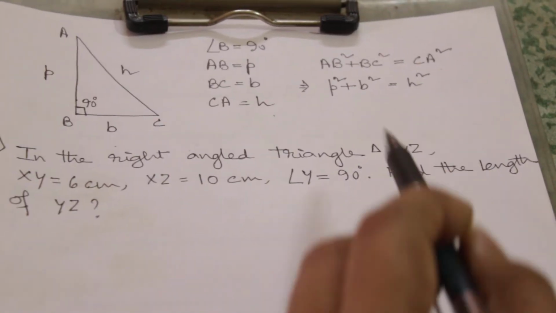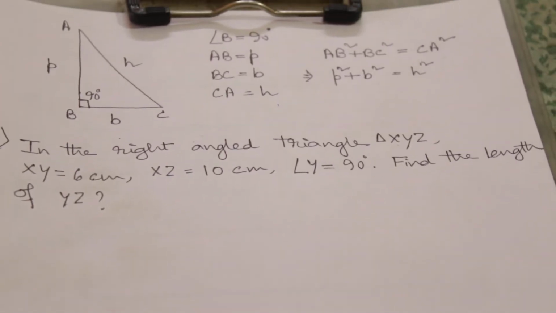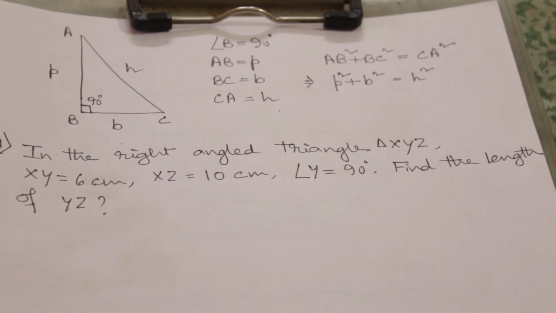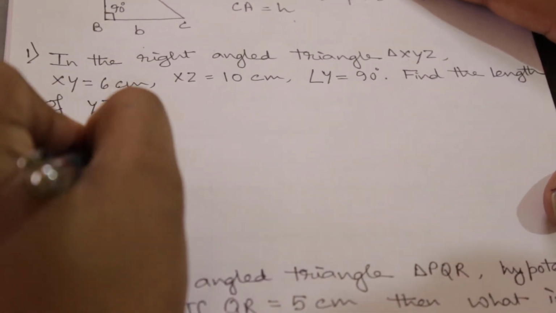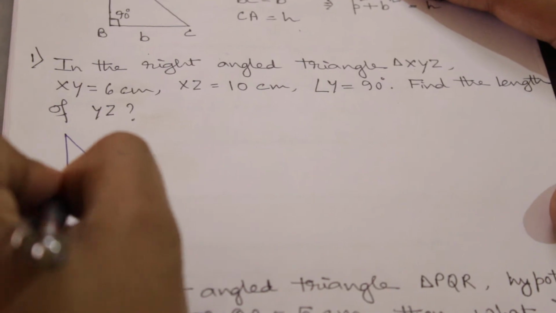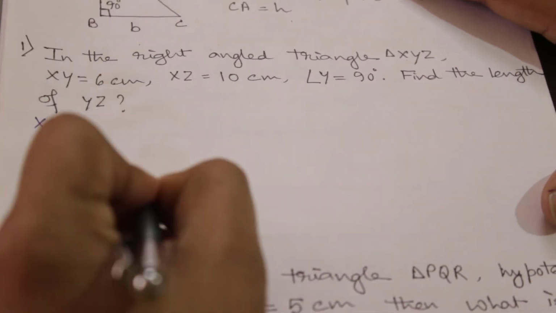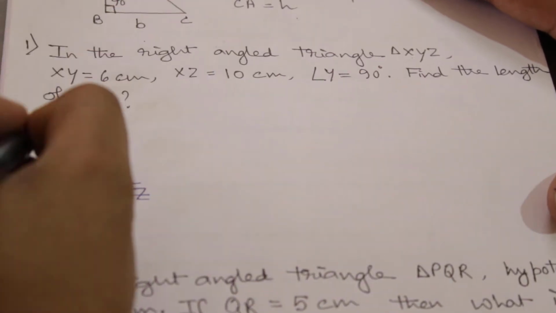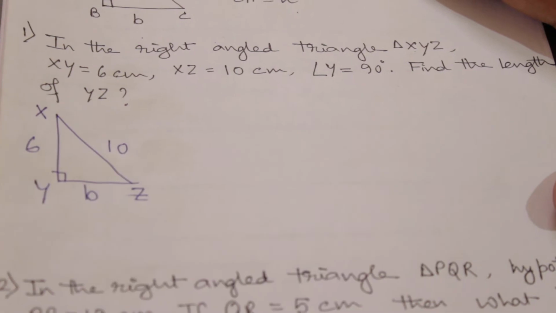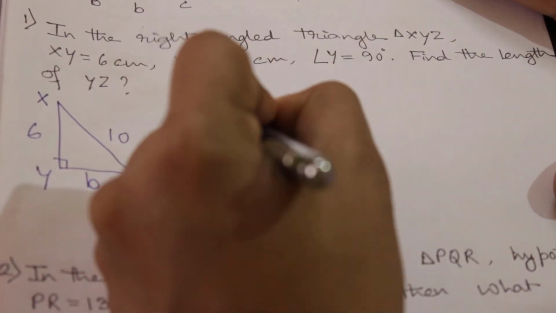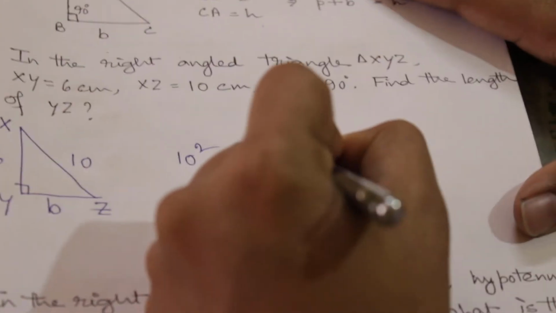In right angle triangle XYZ, XY is 6 cm, XZ is 10 cm, angle Y is 90 degrees. Find the length of YZ. So first let's draw the figure. Angle Y is 90 degrees, and this is X, this is Z. XY is 6, XZ is 10. Let this be y. So according to Pythagoras theorem, hypotenuse square is equal to 6 square plus y square.